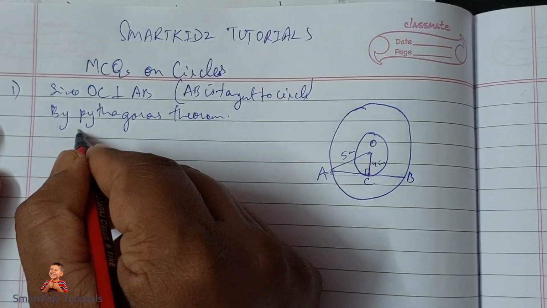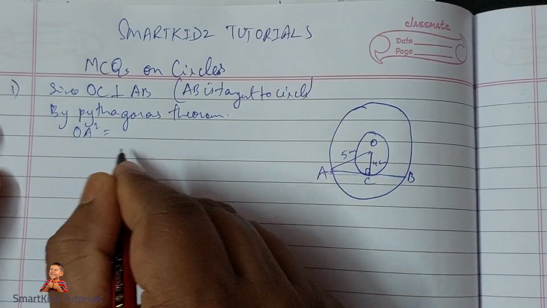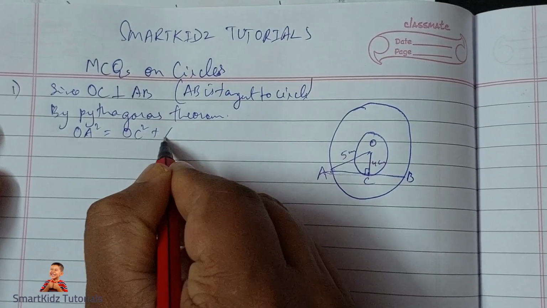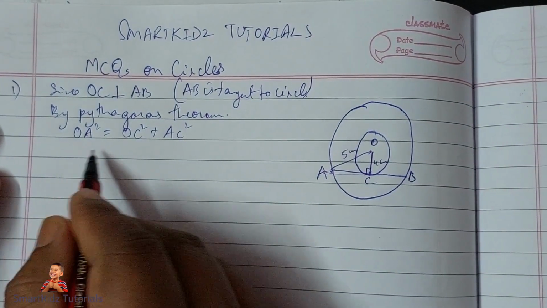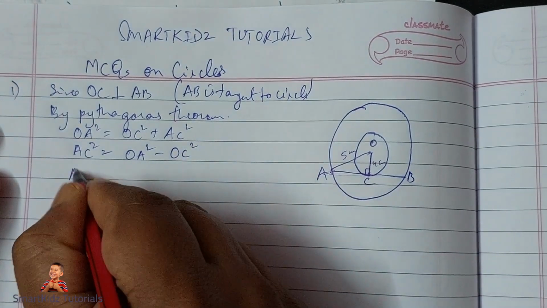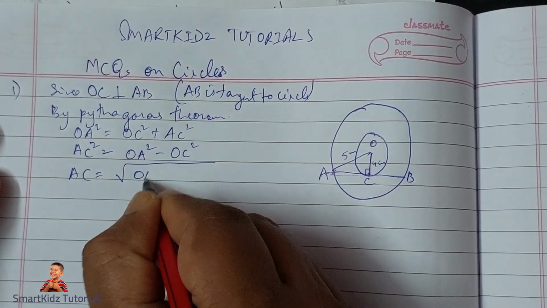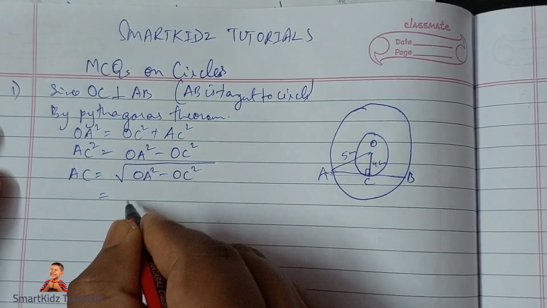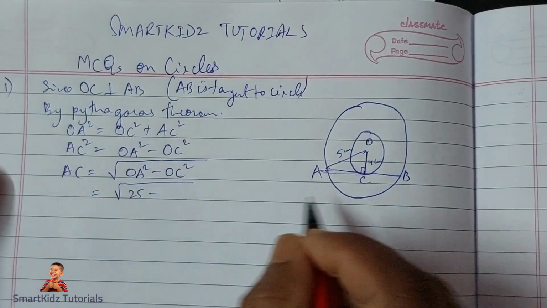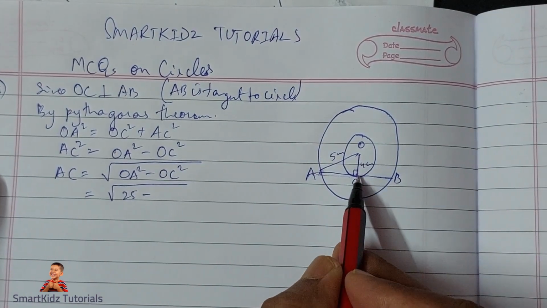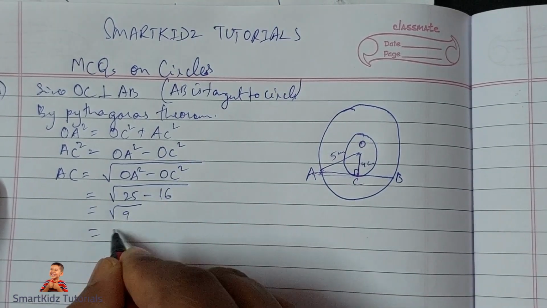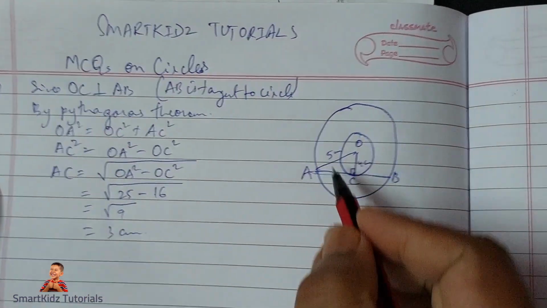So we give here the OA square, which is hypotenuse. OA is hypotenuse. OA square is equal to OC square plus AC square. Now we need AC square. So I'm going to take AC square is equal to OA square minus OC square, or AC is equal to square root of OA square minus OC square. What is OA? OA we are given as 5. So 5 square is 25. And OC is given to us as 4. So 4 square is 16. We get square root of 9. And square root of 9 is 3 centimeters.